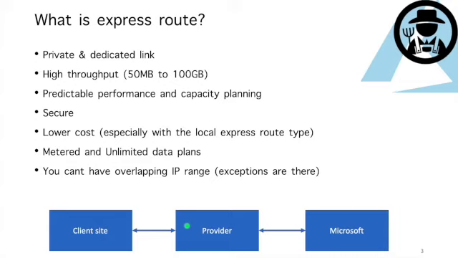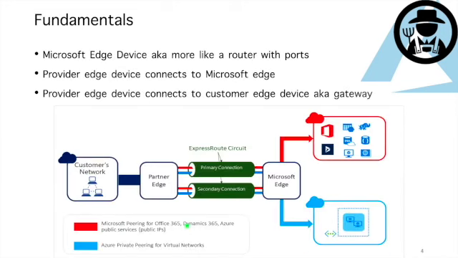And you can't have overlapping IP ranges. There is obviously an exception to that as well. So for example, if you have a set of IP range used on premise, you cannot use the same IP range if the VNet is connected to your network. And the exception to that we'll talk about further as well in detail.